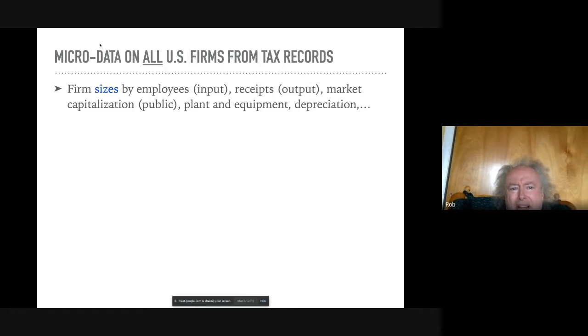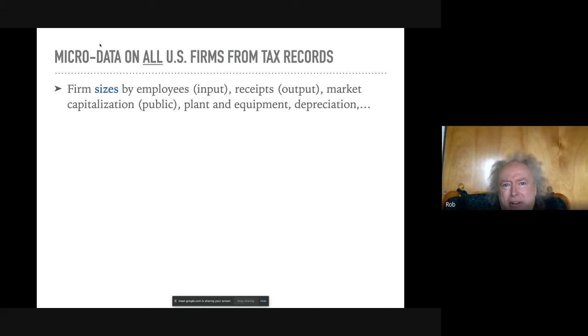Basically, the IRS makes available to the Census information on all the firm tax records. So firms by sizes, and various kinds of sizes. How many employees? That's input. How many receipts? Output. Market cap, all that kind of stuff. We have a variety of measures of depreciation, et cetera, that appears on the tax return data. I have access to it, right?